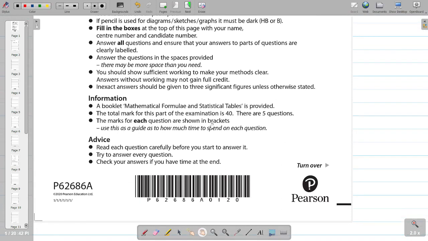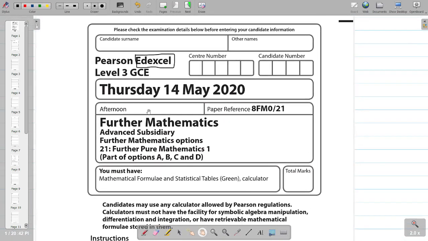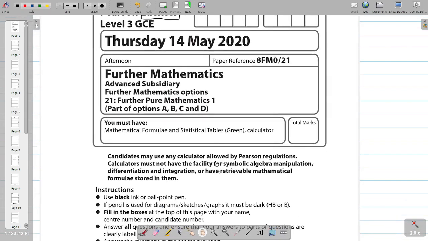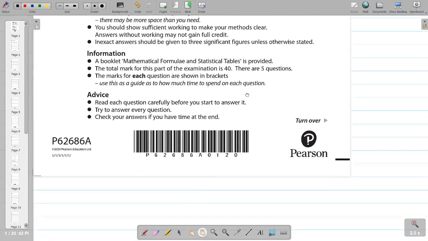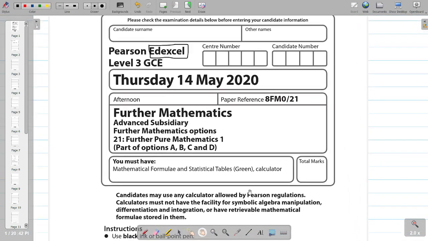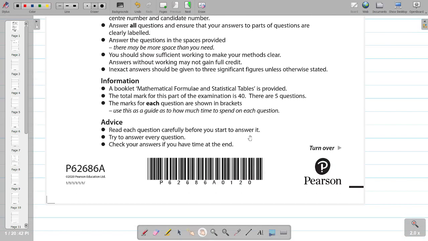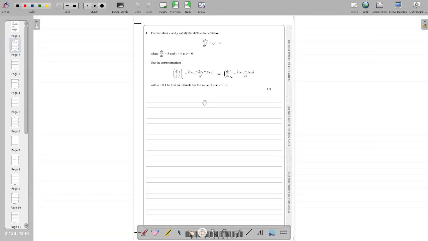The marks for each question are shown in brackets. Use this as a guide as to how much time to spend on a question. All right. Advice: read each question before you start answering. Try to answer every question. Check your answers if you have time at the end. So this paper is the afternoon paper, meaning this is the paper that people would be sitting after lunch or something. It doesn't say how much time this paper is supposed to take, not that I'm seeing. So let's just go to page 2, which is essentially the start of the questions.